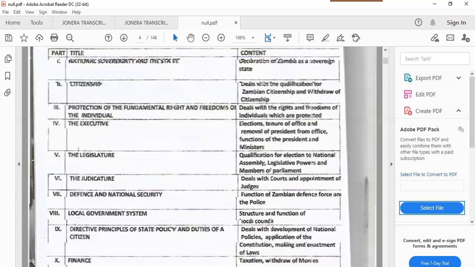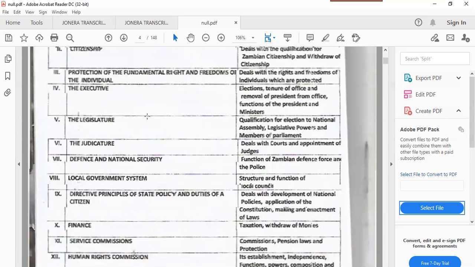The third one is protection of the fundamental rights and freedoms of the individual. So this one deals with human rights, the rights and freedoms of individuals which should be protected. The executive, here we're talking about election, tenure of office, how long someone should be in office, and removal of the president from office, functions of the president and ministers. So that's what the executive talks about.